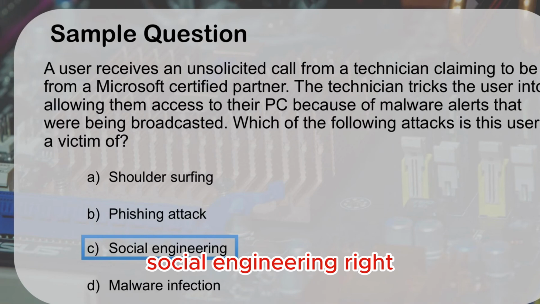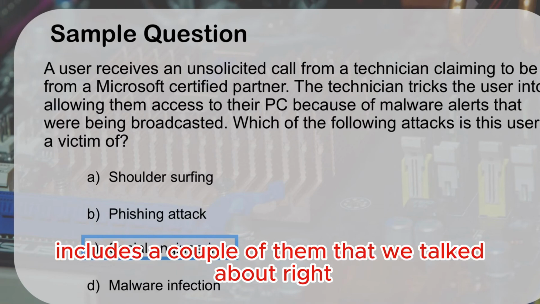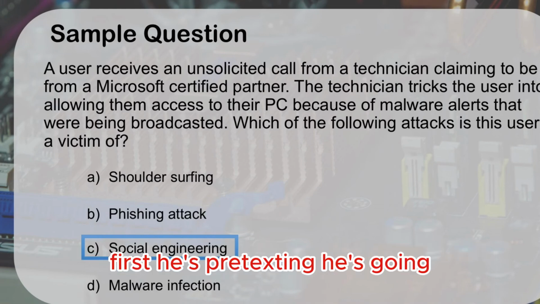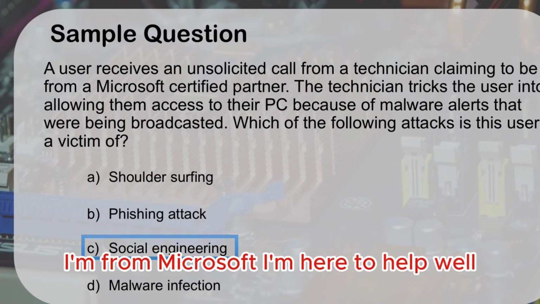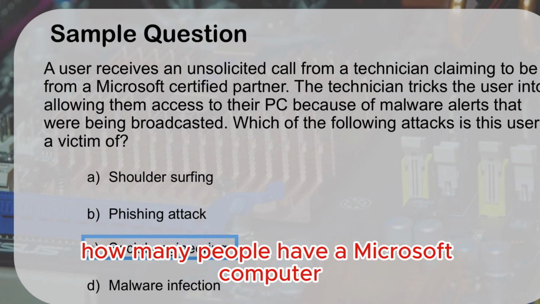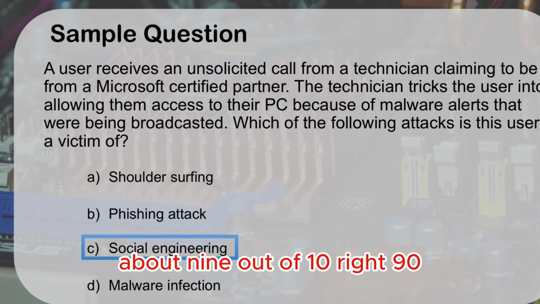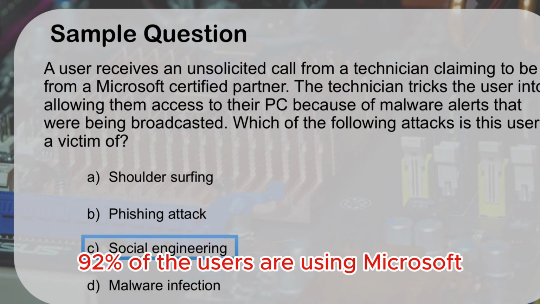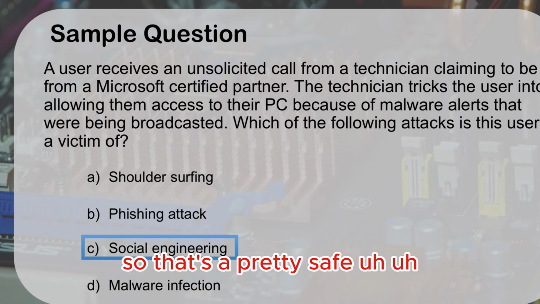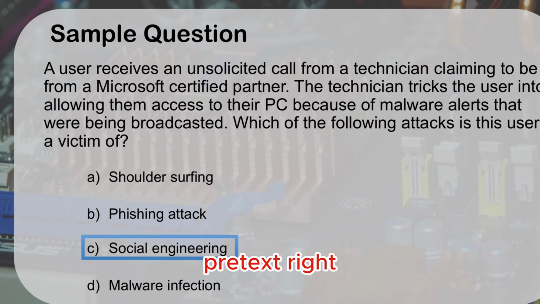Social engineering, right? And this kind of includes a couple of them that we talked about, right? First, he's pretexting. He's going, oh, hey, I'm from Microsoft. I'm here to help. Well, how many people have a Microsoft computer? About 9 out of 10, right? 92% of the users are using Microsoft. So that's a pretty safe pretext, right?